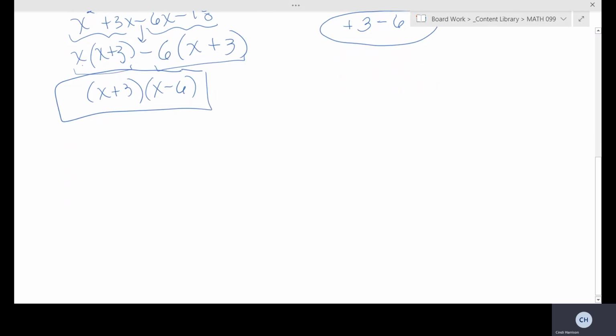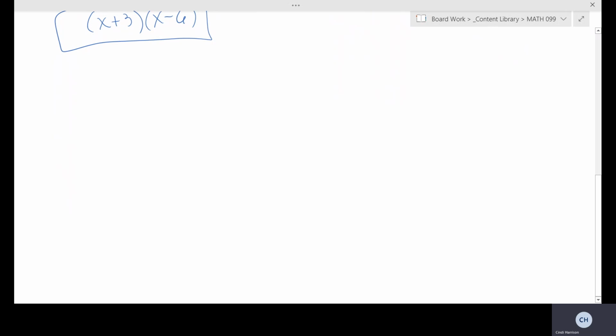So both of those had in common that they both had that leading coefficient of 1, but that will not always be the case.